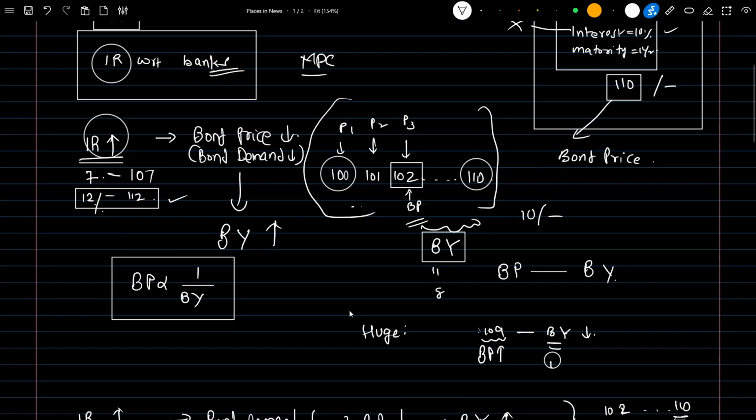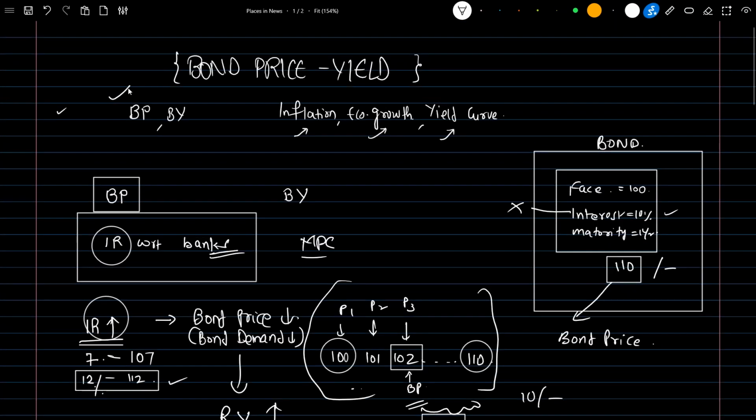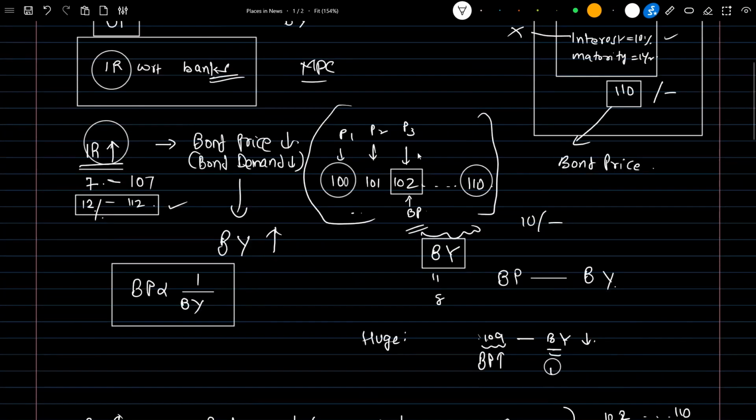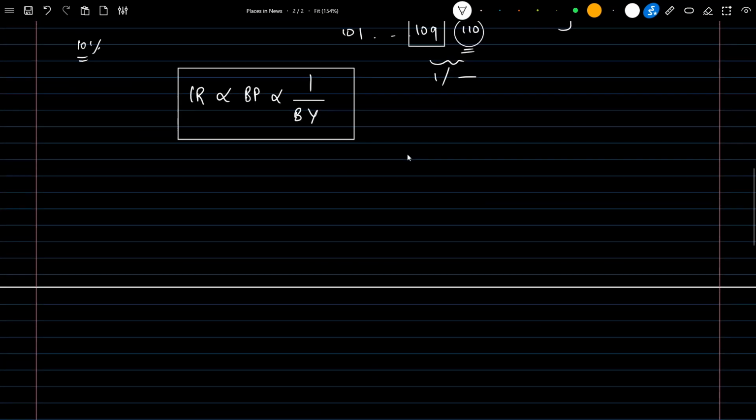Okay, this is fine. So now we have understood what bond price and bond yield are. Now let's understand the relationship of bond price and bond yield with inflation, economic growth, and understand the concept of the yield curve. So inflation, economic growth, and what is the yield curve.